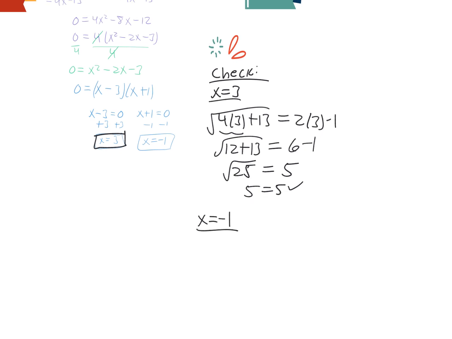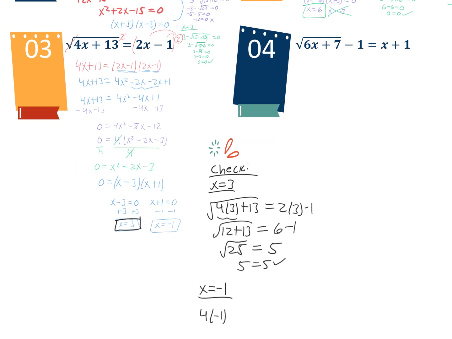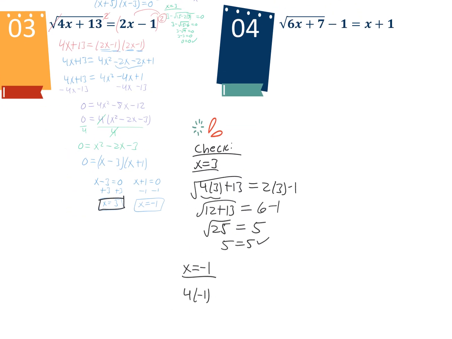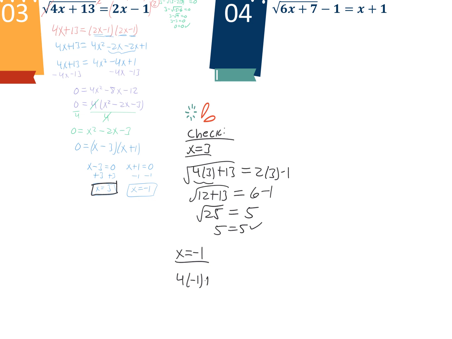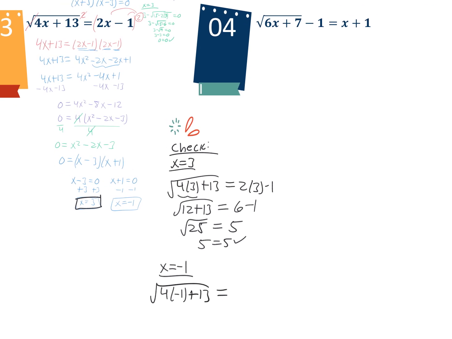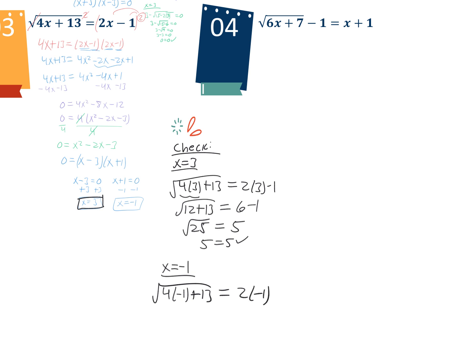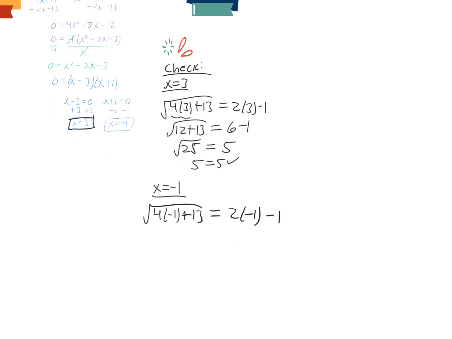All right, let's check that this is a solution. Plugging it into our equation, we get 4 times negative 1. What was the original? Yeah, 4x plus 13. So the square root of 4 times negative 1 plus 13 equals 2 times negative 1 minus 1. And so we get 4 times negative 1 is negative 4, plus 13.